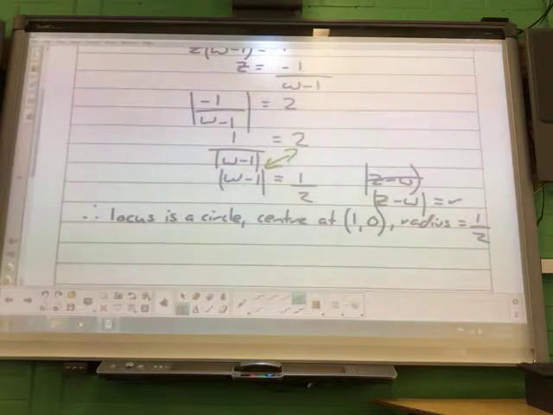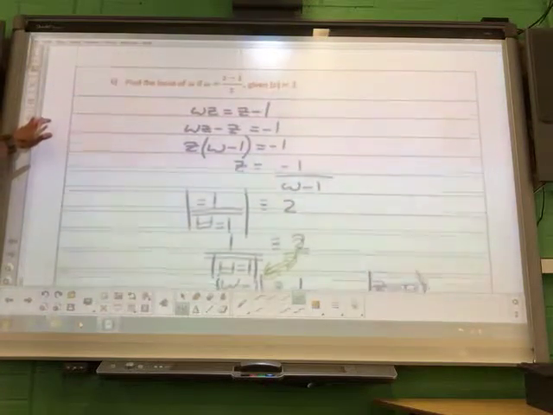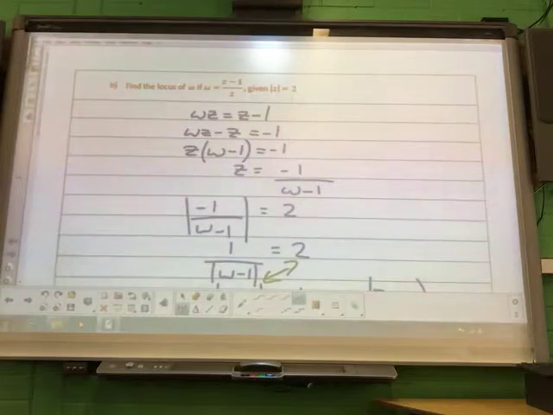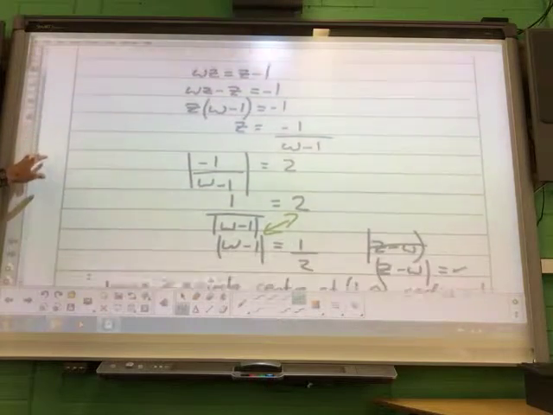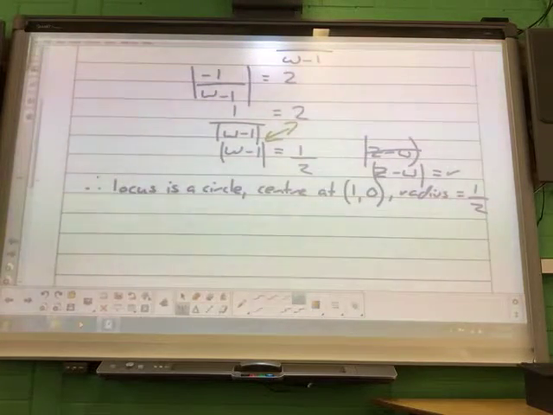Okay, so when you're given a condition for your complex number, so here the absolute value of z is 2, you need to get that subject of the equation and then use the condition to finish off the question. Okay, so that's the locus. So it's a circle, centre at (1, 0), and the radius of a half from there.